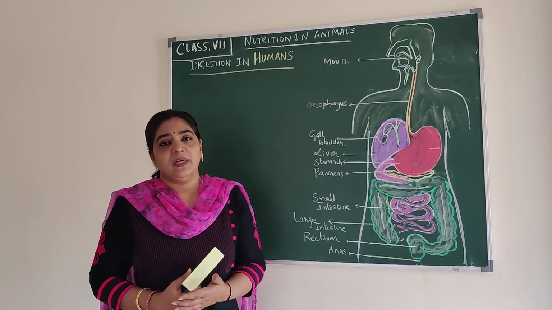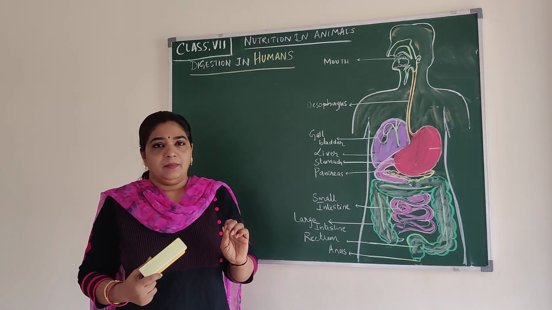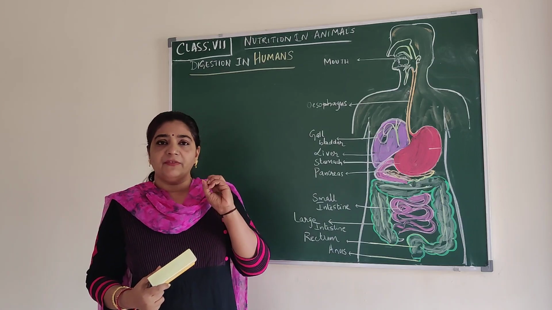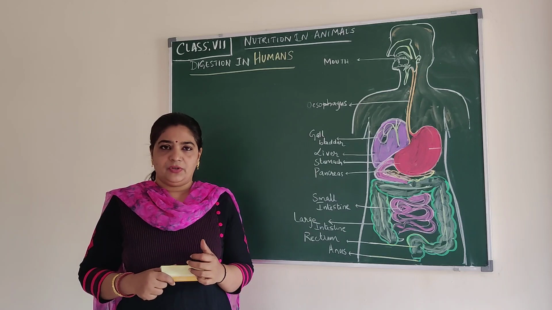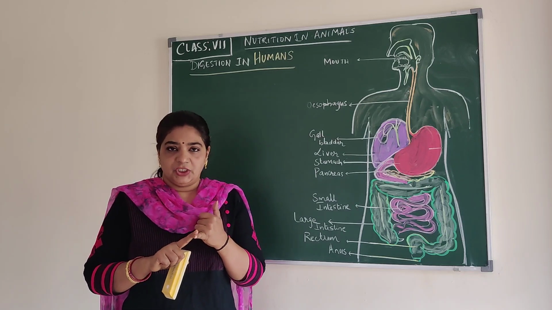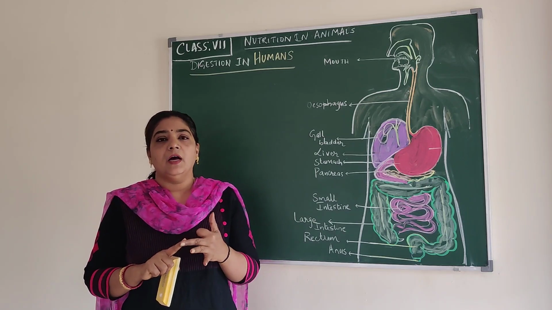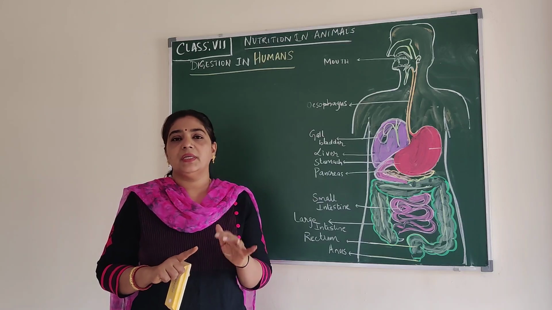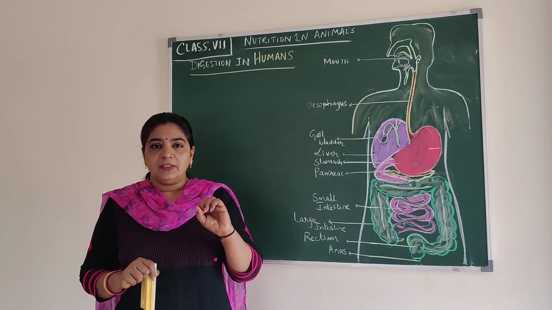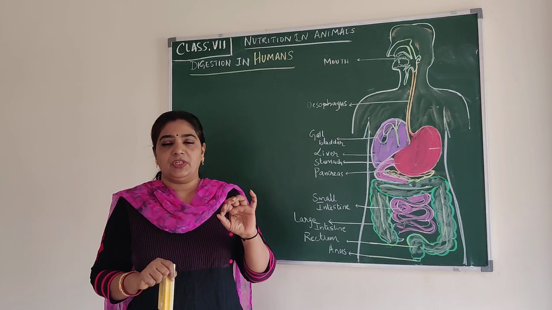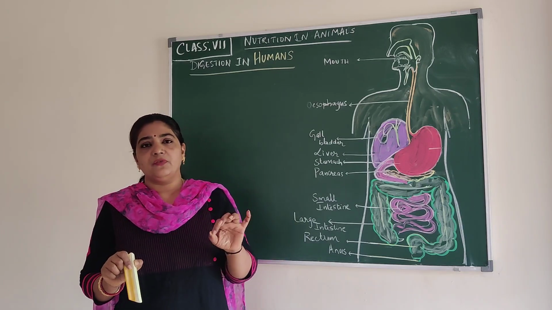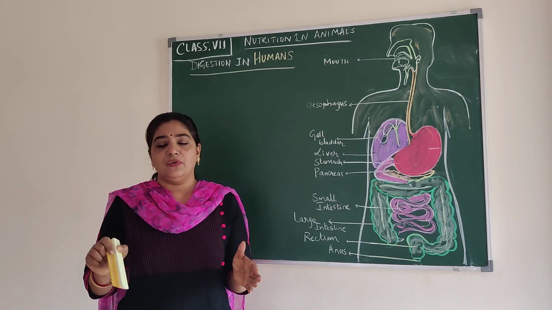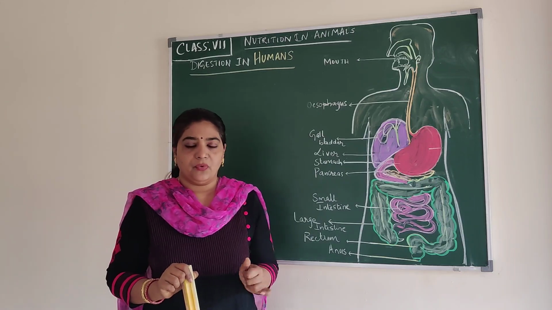So whenever we are talking about nutrition in animals, we should always remember the 5 steps in nutrition. So which are the 5 steps in nutrition? It involves ingestion, digestion, absorption, assimilation and egestion. These 5 steps in nutrition we should always remember. And these 5 steps of nutrition are seen only in animals because you know very well animals are heterotrophs, right?